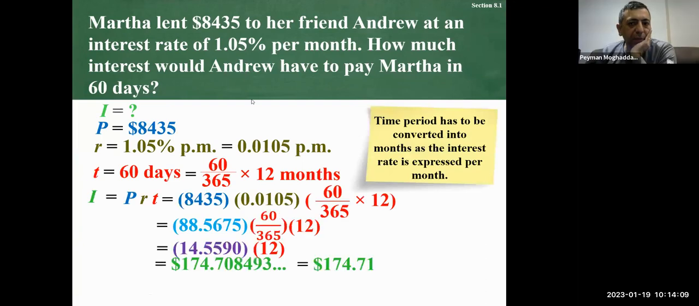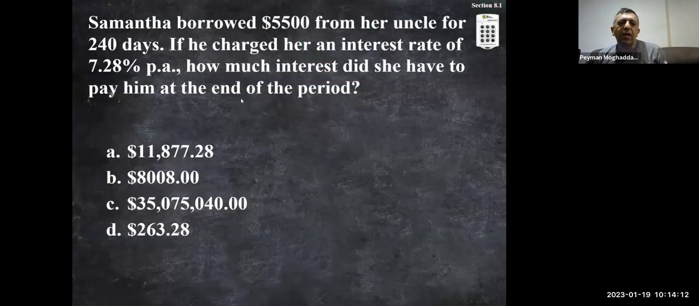All right, another question. Samantha borrowed 5,500 from her uncle for 240 days. If he charged her an interest rate of 7.28% per annum, how much interest did she have to pay him at the end of the period? Okay, I'll give you a few minutes for this as well.